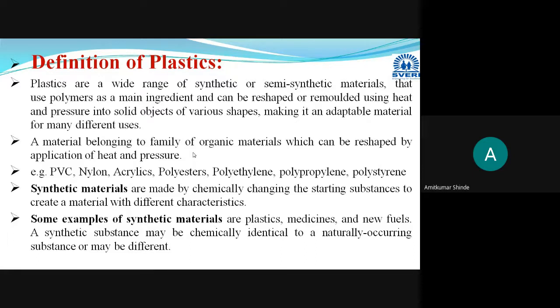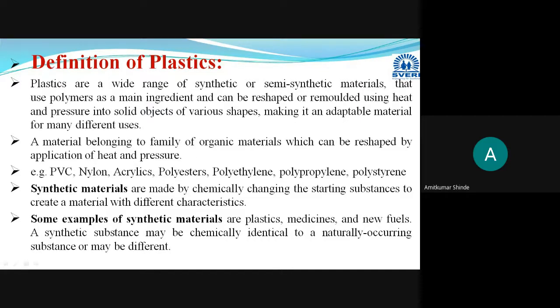For example, the PVC pipes. PVC means polyvinyl chloride. Then nylons, acrylics, polyesters, polyethylene, polypropylene, then polystyrene. All these are the different kinds of plastics. According to their properties, they will have some specific applications, and that we will discuss later. Just try to understand that plastic is an organic material, or you can say it is a synthetic or semi-synthetic material which can be reshaped with application of heat and pressure.